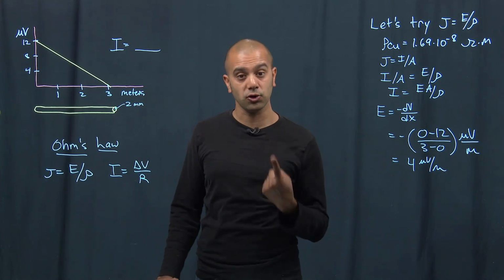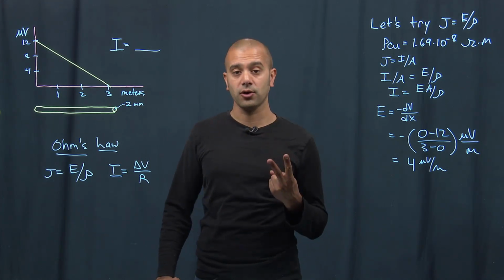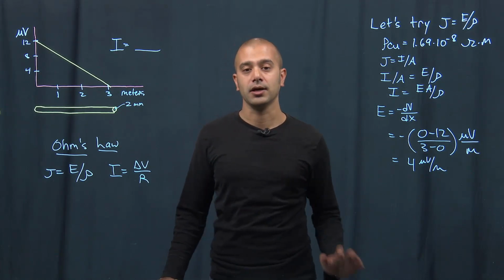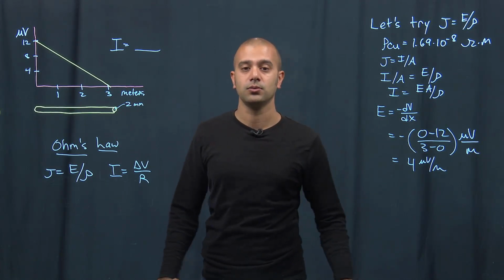Which way is the field pointing? Which way is the current flowing? And then finally, which way are the actual physical electrons moving? Take a minute now and pause the video if you need to.